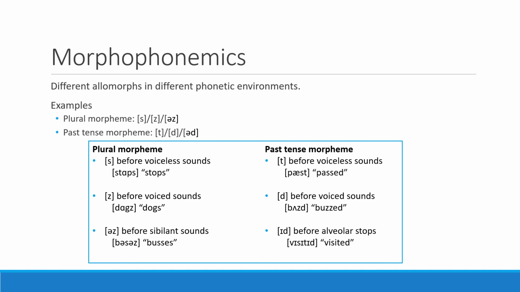The past tense morpheme, the t is after voiceless sounds, as in past. The d is after voiced sounds, as in buzzed, and the id or ud, however you say it, is after alveolar stops, like in visited. So it comes after t or d in English.